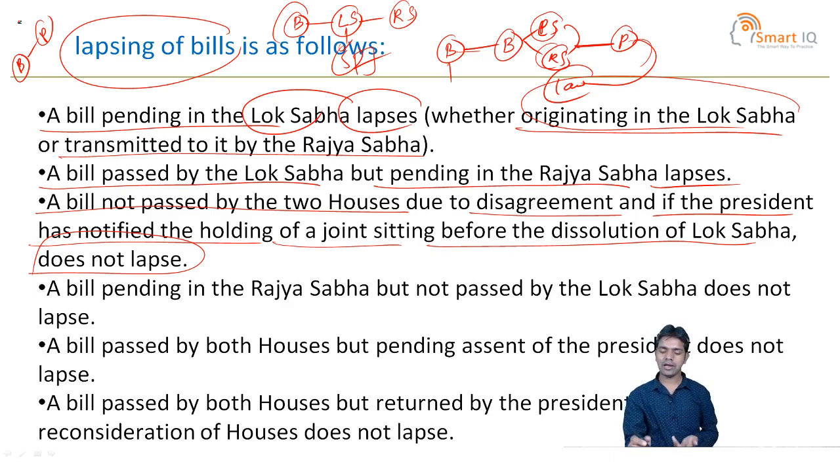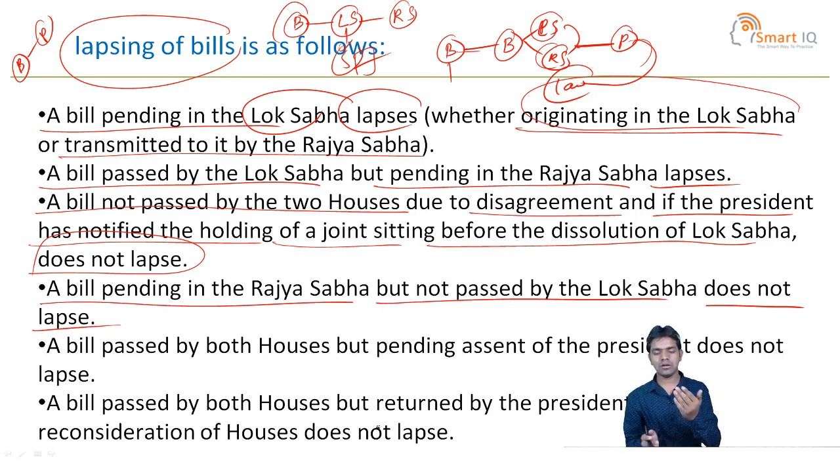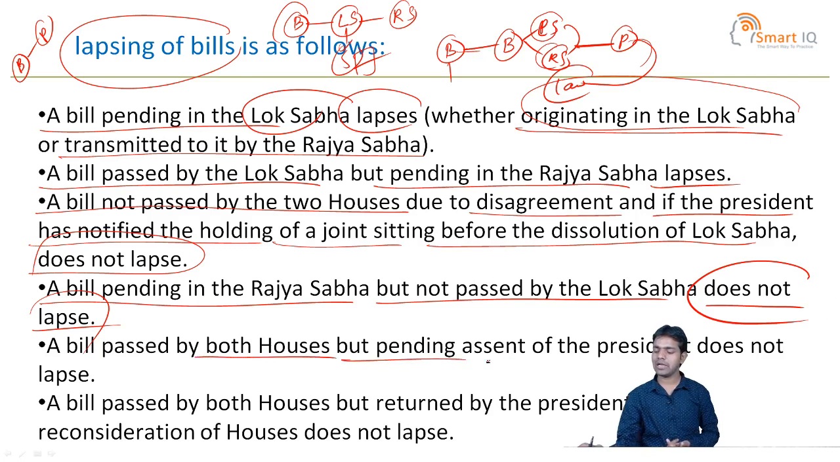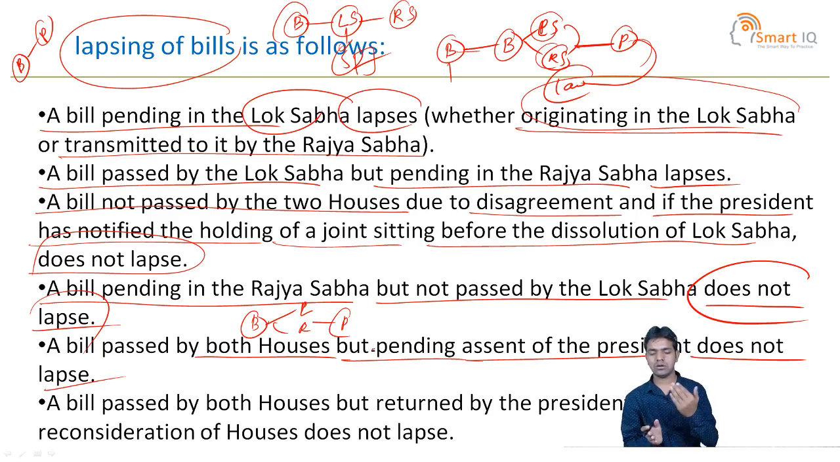Another case: a bill pending in the Rajya Sabha but not passed by the Lok Sabha does not lapse. Whenever a bill originates in the Rajya Sabha and is passed on to the Lok Sabha, and the Lok Sabha is then dissolved, the bill does not lapse. And a bill passed by both houses, Lok Sabha and Rajya Sabha, but pending the assent of the President, does not lapse.